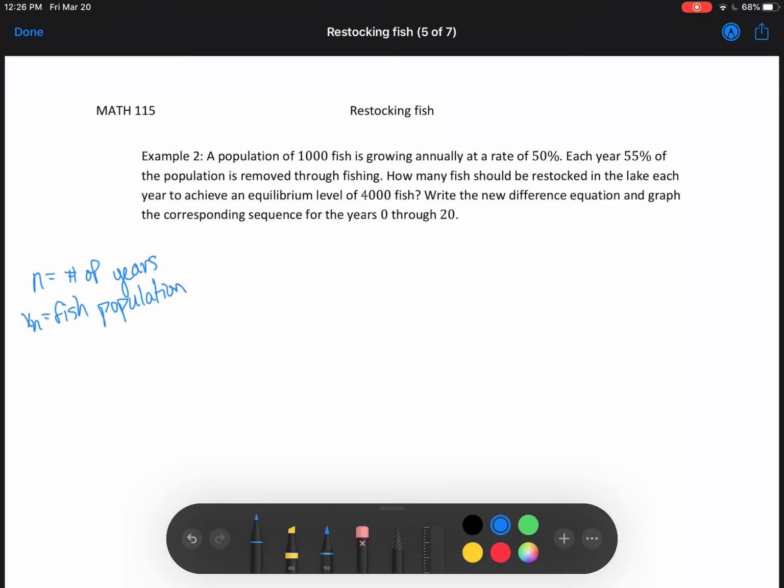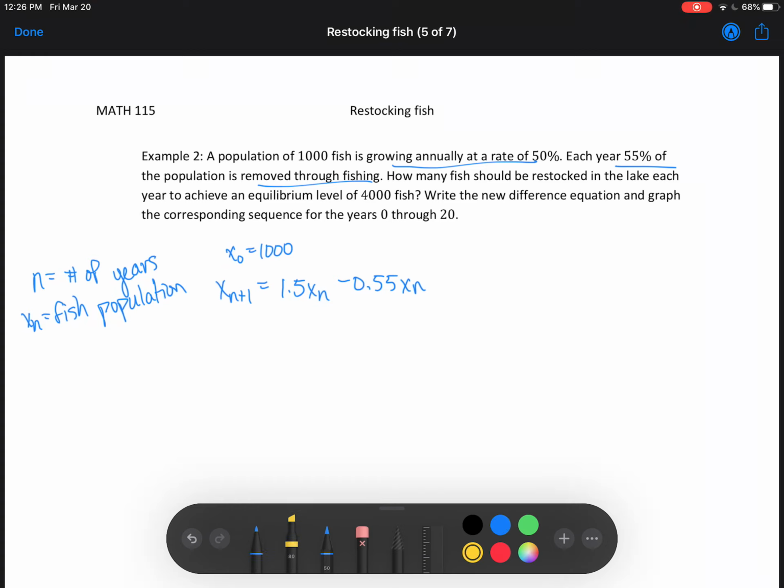So we know already that the 1,000 is our x0, so x0 equals 1,000, and then for our x sub n plus 1, we have to think about two things. First, the annual growth rate, and also the fishing level. So for the growth rate, we do 1.5 x sub n. For the fishing level, we do minus 0.55 x sub n.